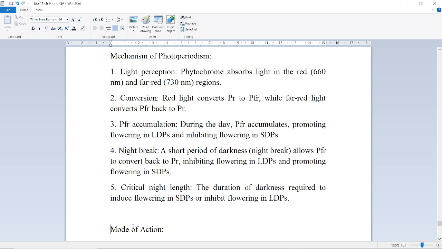Night break: a short period of darkness. Night break allows Pfr to convert back to Pr, inhibiting flowering in long day plants and promoting flowering in short day plants. Critical night length: the duration of darkness required to induce flowering in short day plants and inhibit flowering in long day plants.